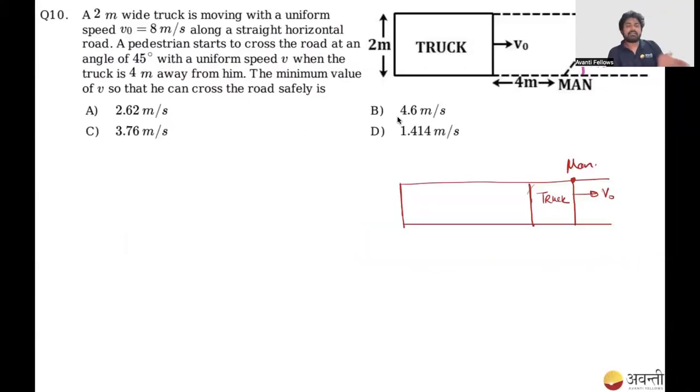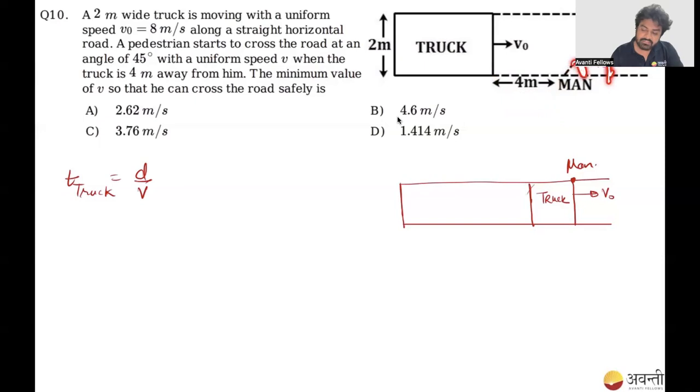So the time required by the truck and the time required by the man is the same. The time required by the man to reach that point and the time required by the truck to cross is the same. So how much time is required by the truck? Time required by the truck is equal to distance upon velocity. How much distance does the truck have to travel? Truck has to travel, look here all of you, 4 meters plus this distance. How much will be this distance? Since the road is 2 meters wide, right? And this is 45 degrees.